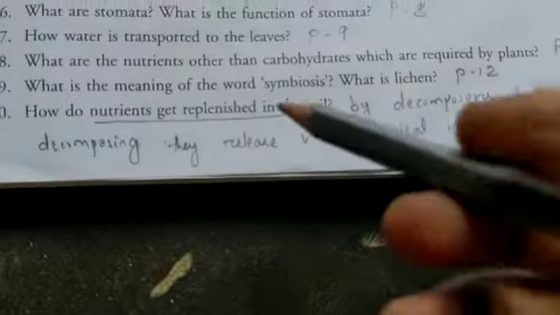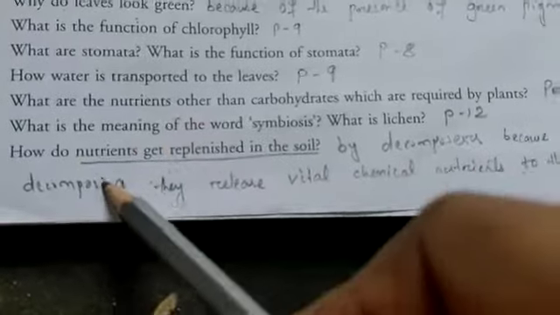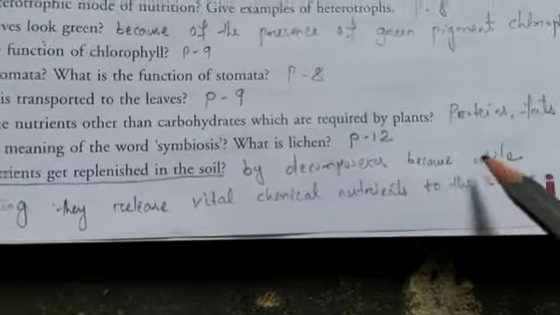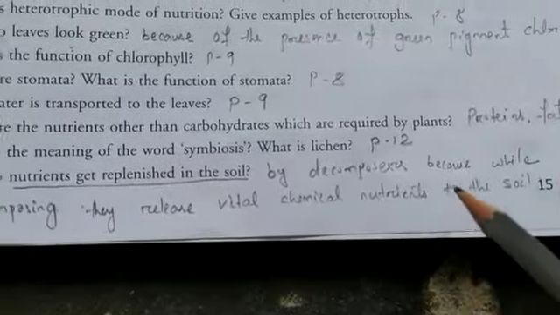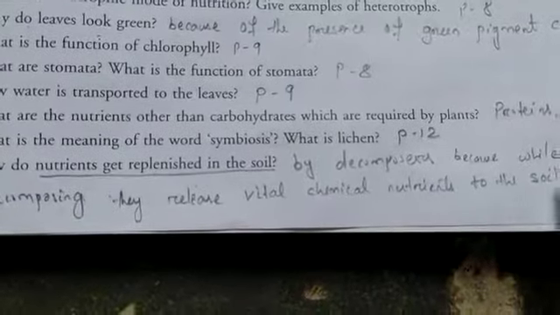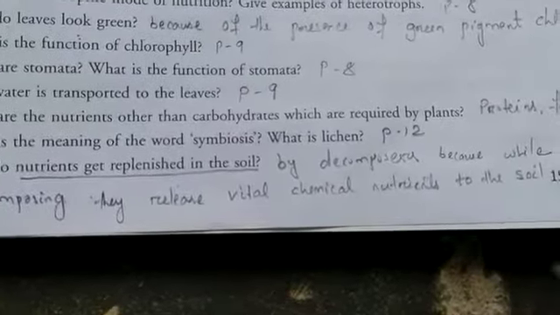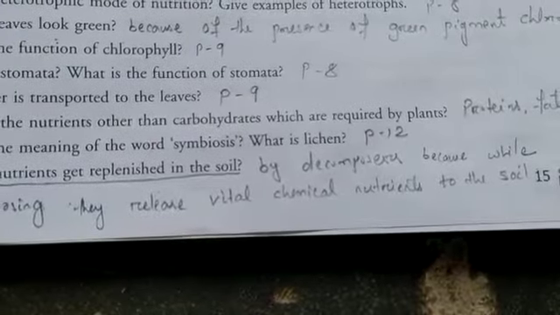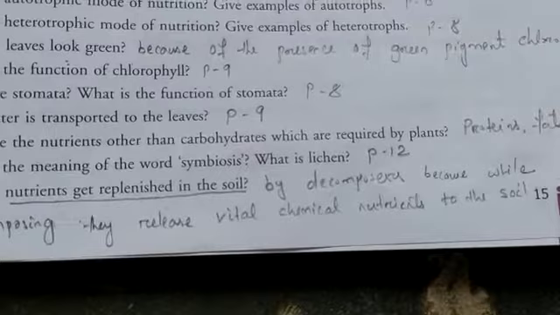G number 10, how do nutrients get replenished in the soil? Nutrients get replenished in the soil by decomposers because while decomposing they release vital chemical nutrients to the soil. So complete these notes, question answer and short questions in your note copy and learn them.